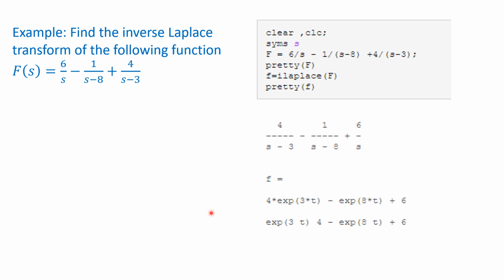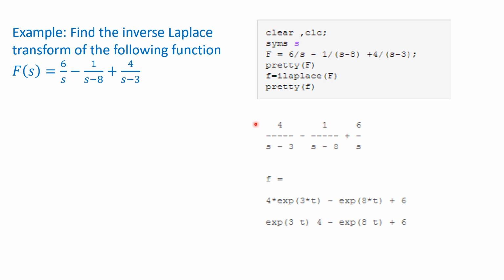We can also use MATLAB to find the inverse Laplace transform. So let's say we have a function of s frequency given by the following equation. We can use MATLAB again to write that. Here, again, you should copy this code and verify for yourself. Here, the function ilaplace is what gives you the inverse Laplace transform.